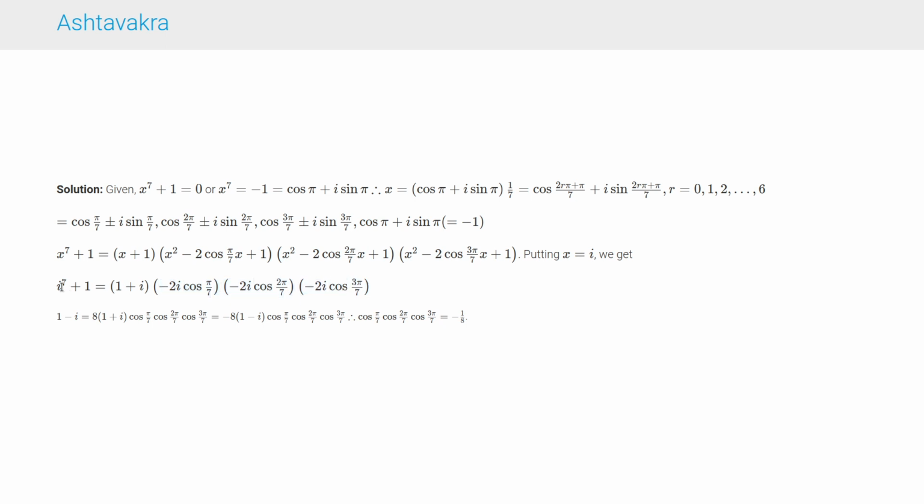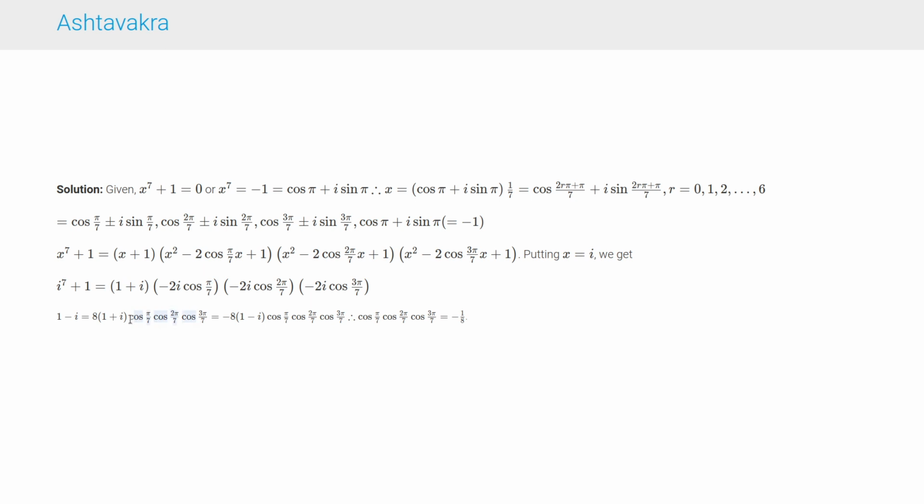So it becomes i to the power 7, which will be i to the power 4 into i to the power 3, that is 1 into i to the power 3, that is minus i. i to the power 3 is i square into i, so i square is minus 1 and i will remain here. That is equal to 8 into 1 plus i cos pi by 7. We multiply all this. Okay. So i cube will become minus i, and we will have this value.